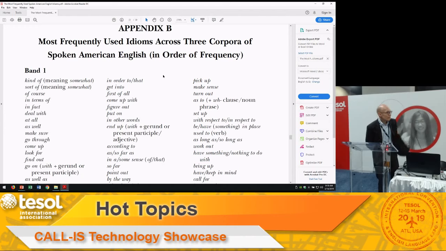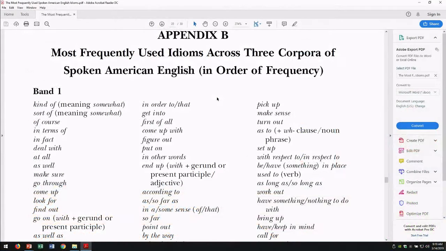So you can take a quick look. These are what we call the most common idioms in the English language. Kind of, sort of, get into. And you can see that more of the phrasal verbs are quite common. Literal idioms are quite common in this band. And if anyone wants a copy of this paper, I can give it to them after the presentation.